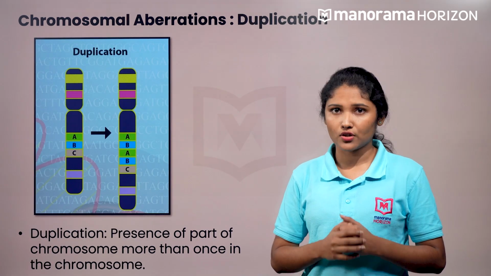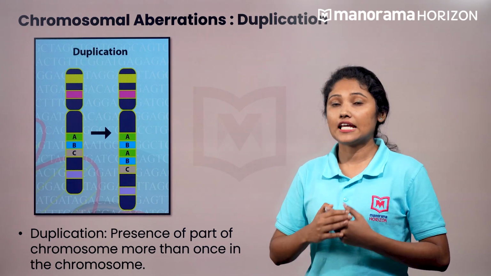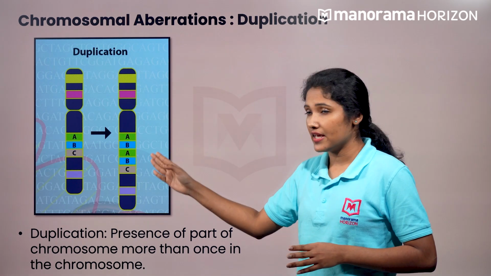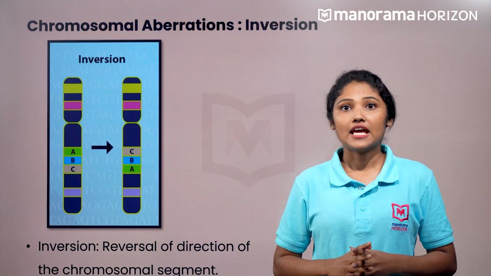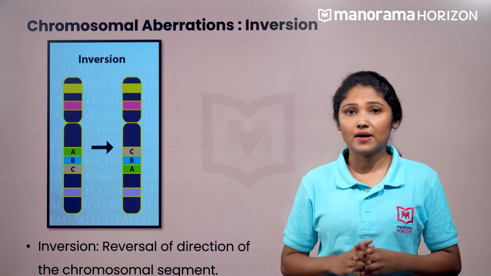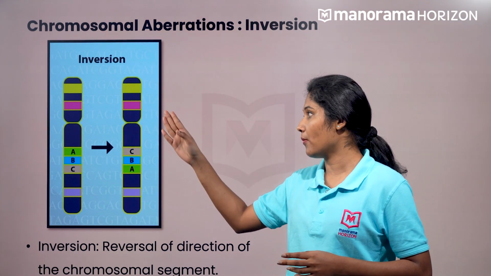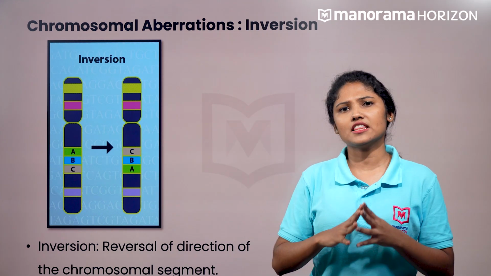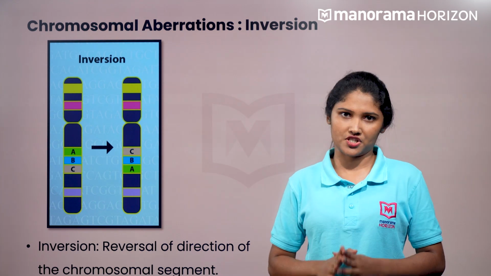When a part of a chromosome is repeated more than once in a chromosome, it is called duplication. The segment AB is present twice in the duplicated chromosome. Now, in the given image, the segment ABC from this chromosome is inverted in the form of CBA in the inverted chromosome. Change in the direction of a chromosomal segment is called inversion.